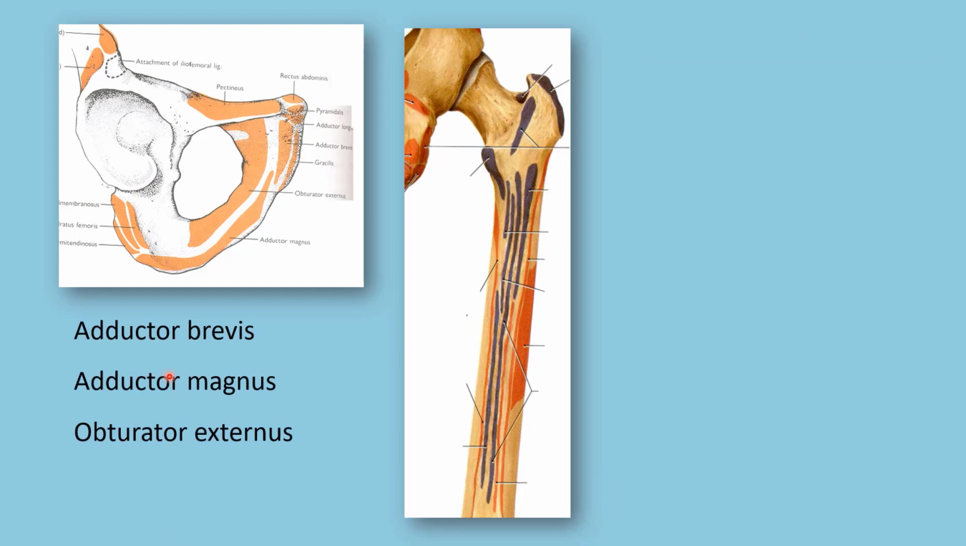Three muscles: adductor brevis, adductor magnus and obturator externus. Adductor brevis takes origin here just lateral to the gracilis. The insertion of adductor brevis is just lateral to adductor longus and pectineus. So here it is. In the second plane, it is adductor brevis.